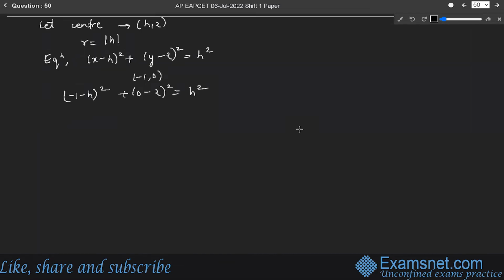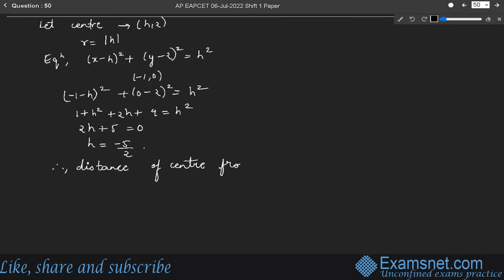So it will be 1 plus h square plus 2h plus 4 is equal to h square. 2h plus 5 is equal to 0. h is equal to minus 5 by 2. Since h is equal to minus 5 by 2, therefore the distance of the center from the point (x, y) will be (x plus 5 by 2) whole square plus (y minus 2) whole square is equal to 25 by 4, which is h square.